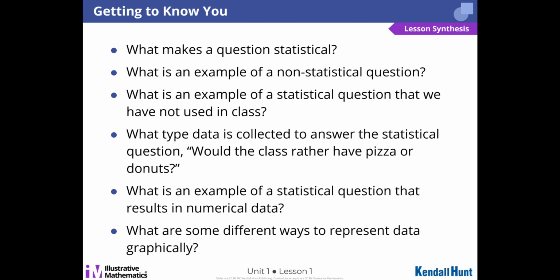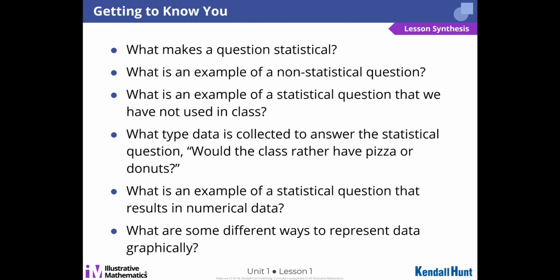So basically there's two types of data. There's numerical data and categorical data. Numerical data, everything is answered using numbers. Categorical data, everything is answered using a category. So this would be categorical data.